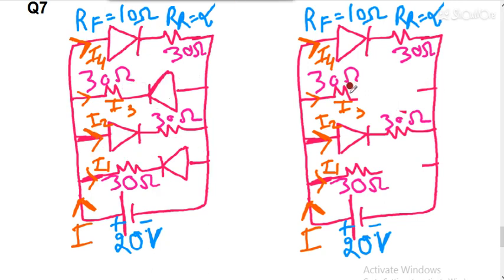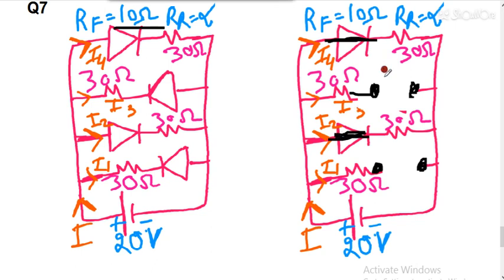Okay, so this will be the reverse bias. Now this will be the open switch, and this will also act as an open switch. So forward resistance is given here, that is 10 ohm. So this diode will offer 10 ohm resistance. This diode will also offer 10 ohm.